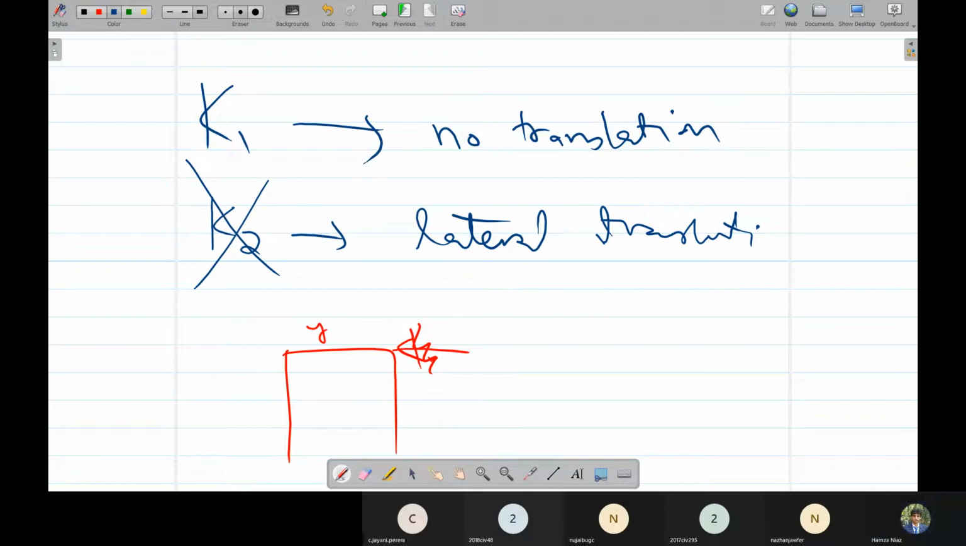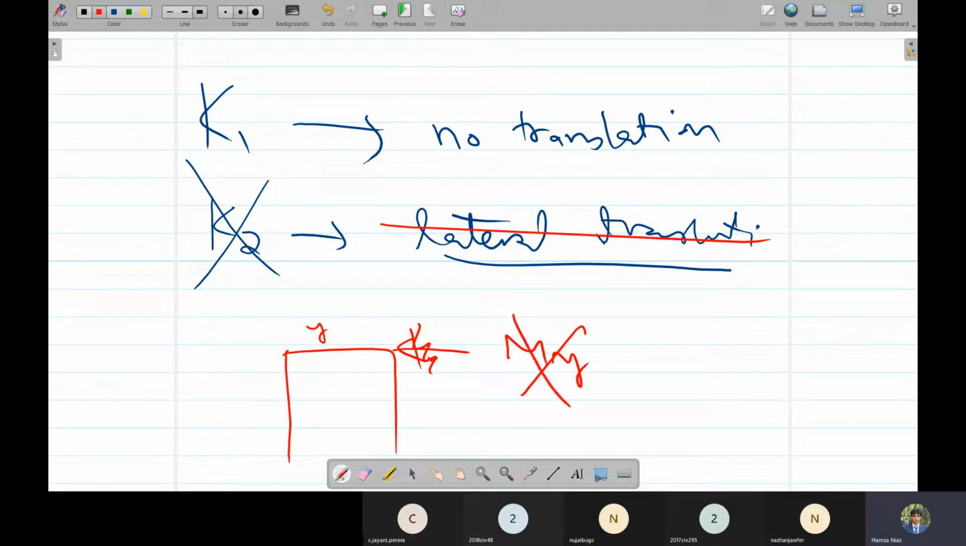Okay. There is no lateral translation. There is no translation. So if there is no translation, that means there is no movement. My would be 0 in this case. That there is no movement in this direction.